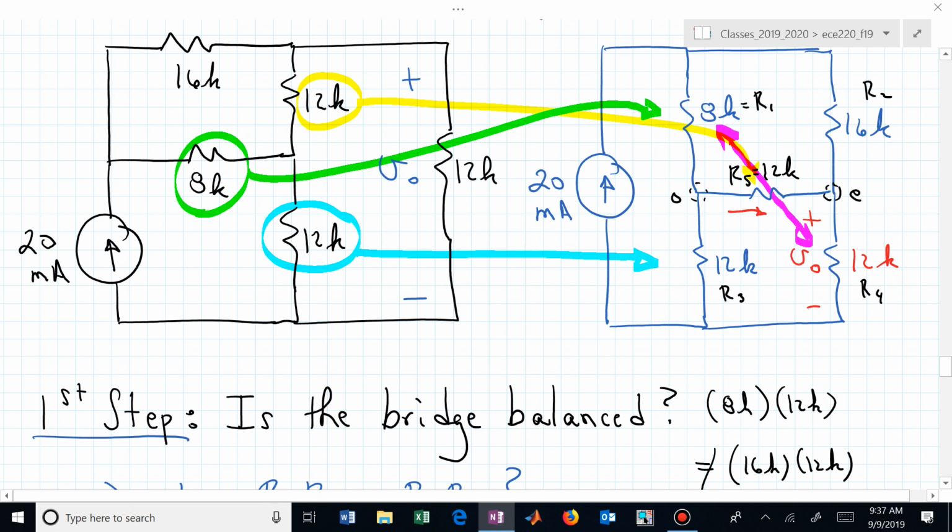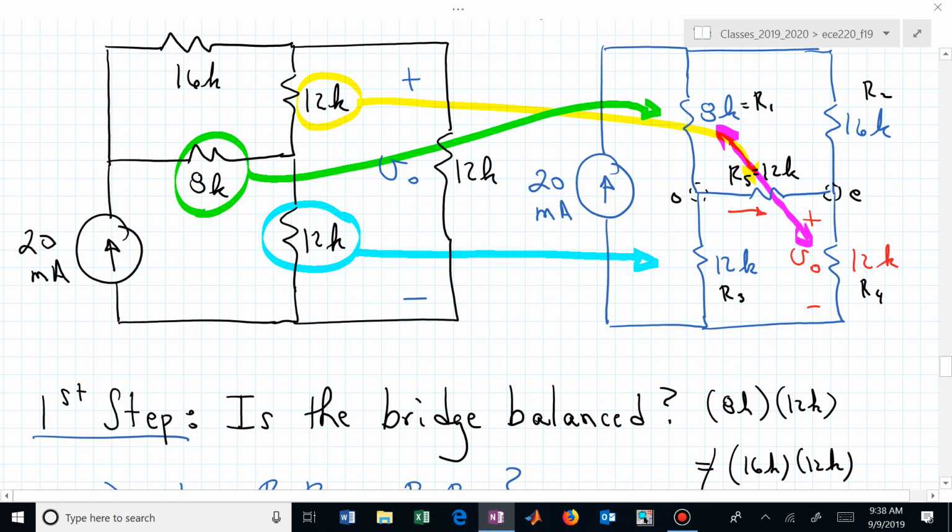I know you're not seeing this on the video, but I was staring down, trying to get you to look at the bottom of the bridge network. The bottom triangle, the bottom delta, has a 12K, a 12K, and a 12K. Equal means it's going to be easier to convert from delta to Y. It's just a division by 3 to go from delta to Y.